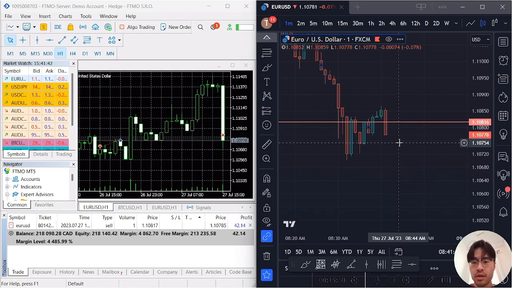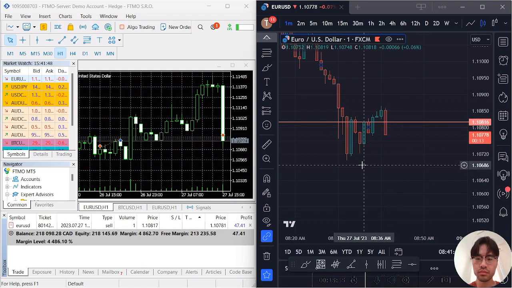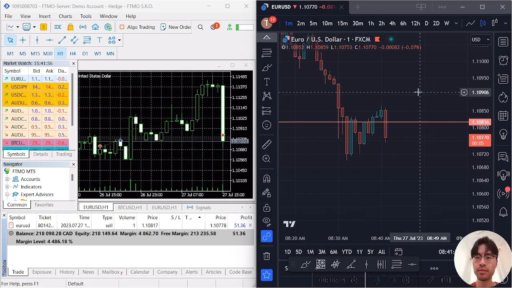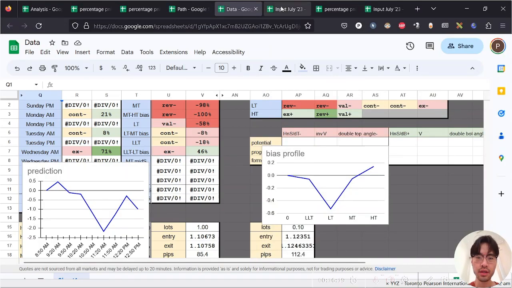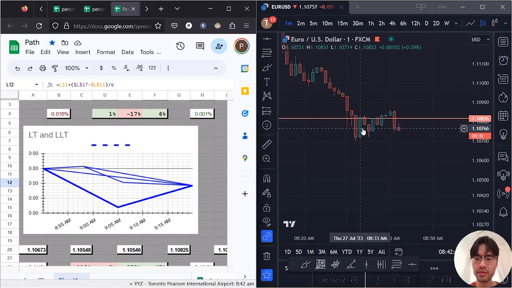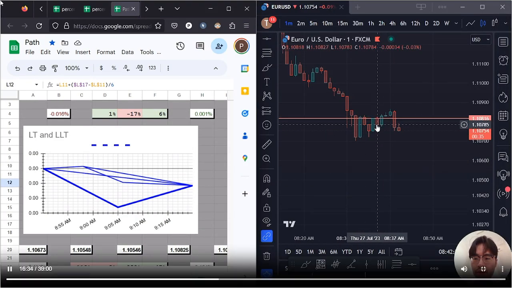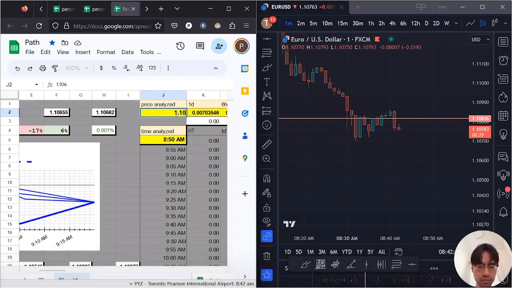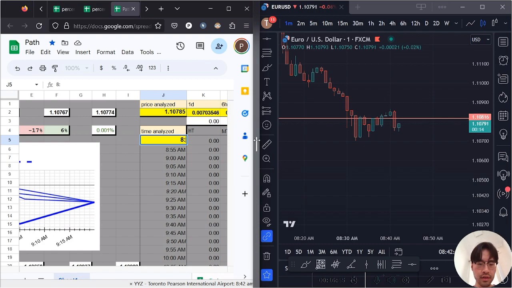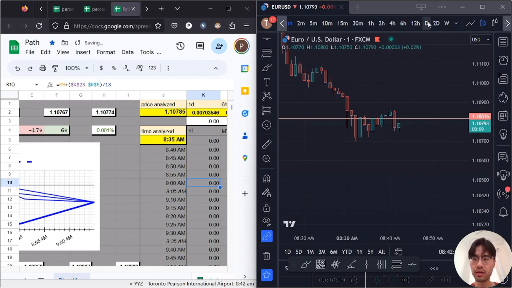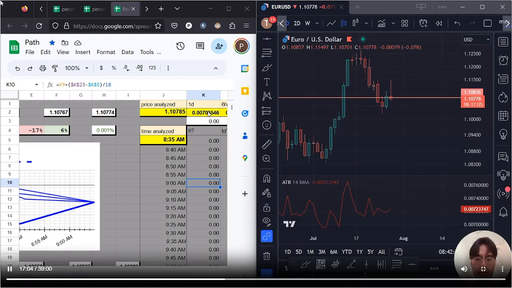Plus, is it in profits? Suppose we should get some ATRs on this. Nice profits. Yep. So maybe we should look out for any obvious levels there. The price analyzed, yes, on the entry, so like 1.10785. Analyzed around 8:35 a.m.